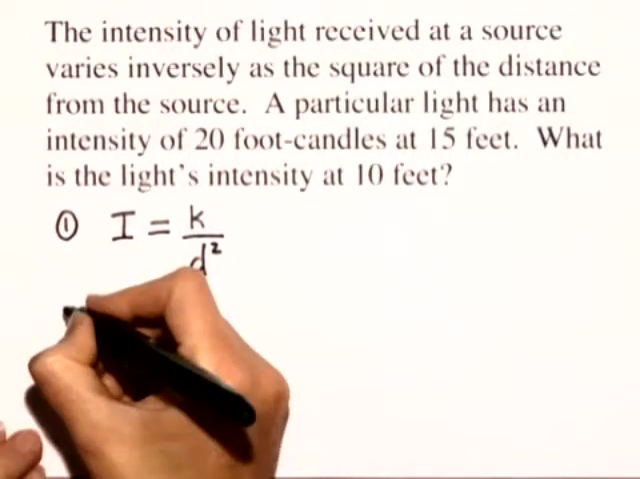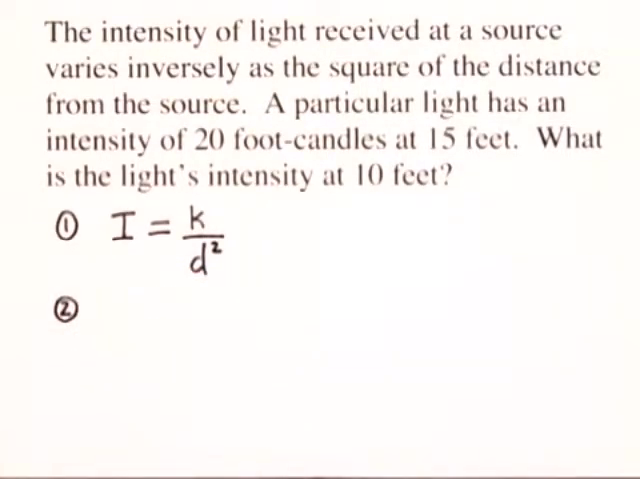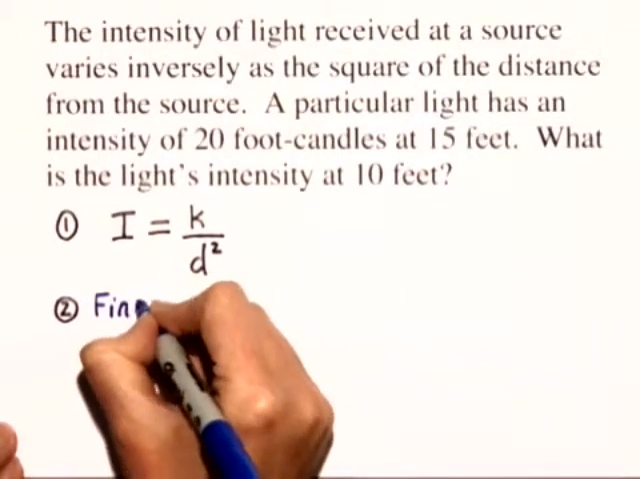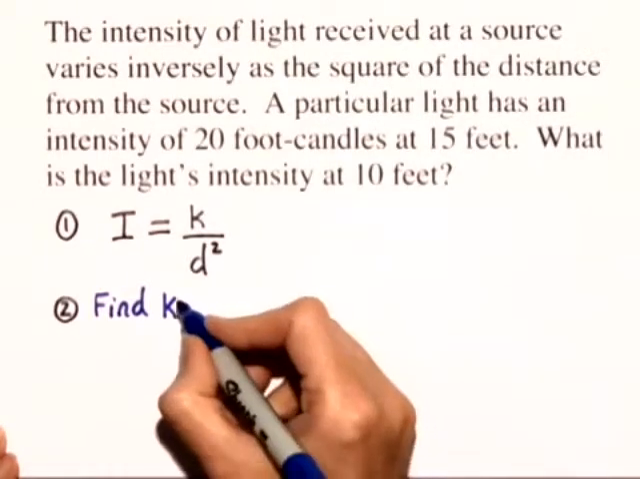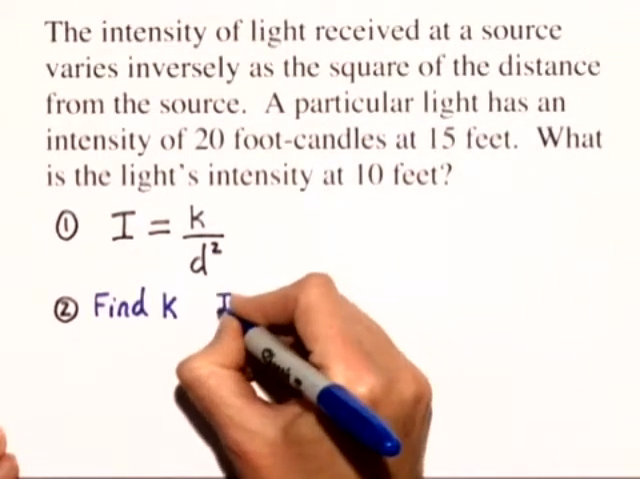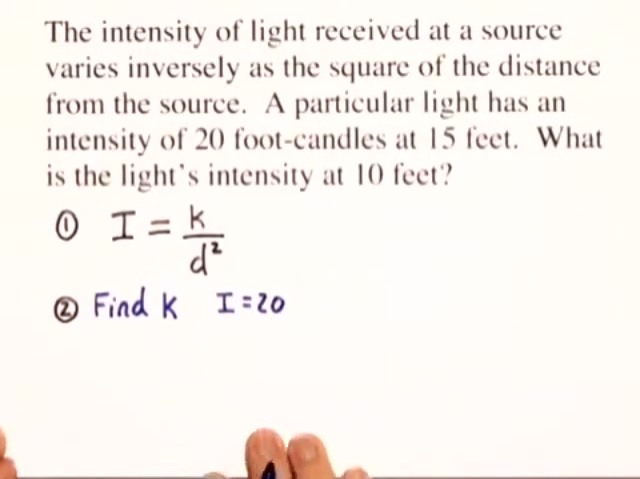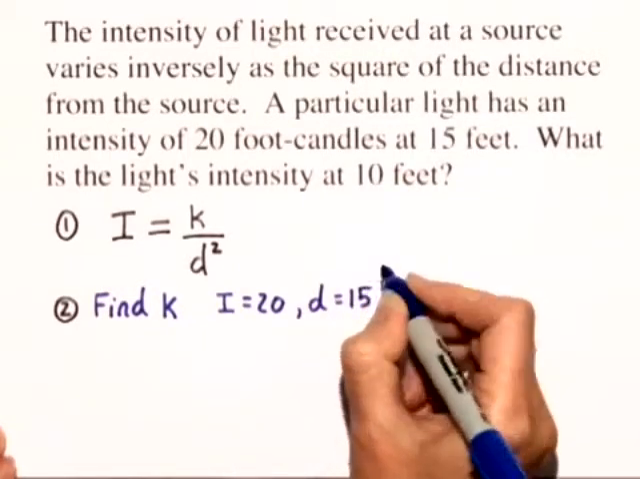Now in step 2, let's use the information we're given so that we can find k. The goal here is to find what k is equal to, our constant of variation. So let's plug in the information we know. A particular light has an intensity of 20 foot candles. So for I, we have 20 at 15 feet. So the distance d is equal to 15.